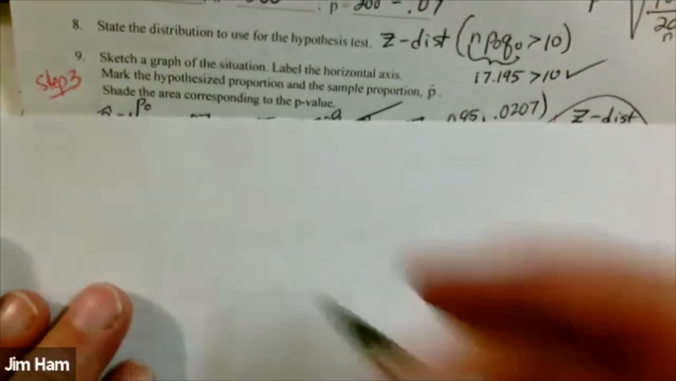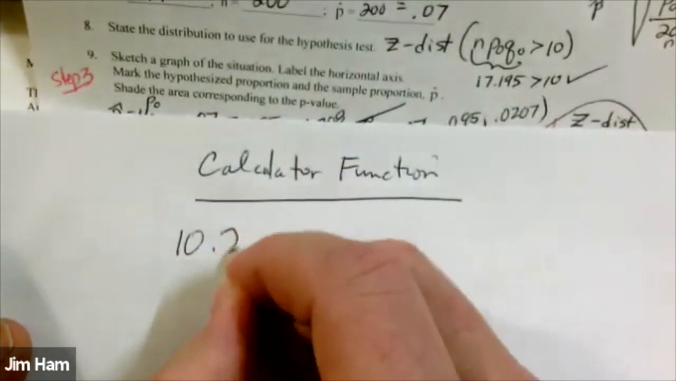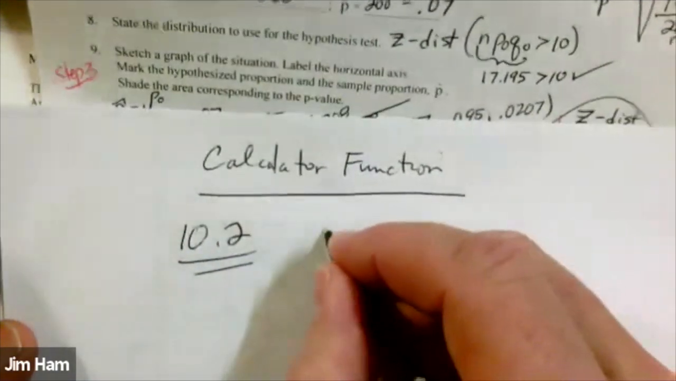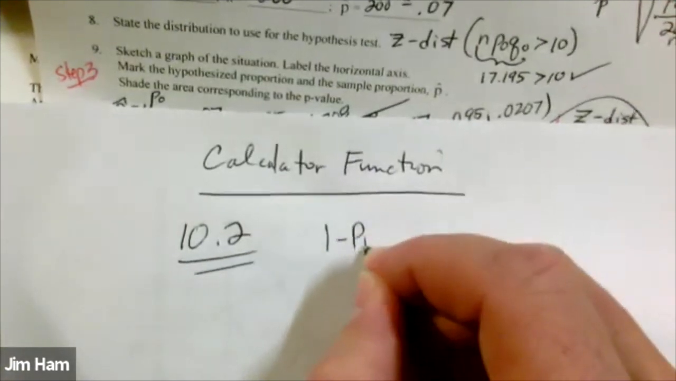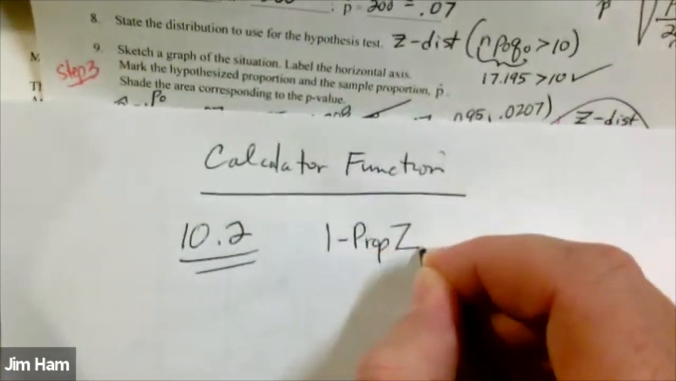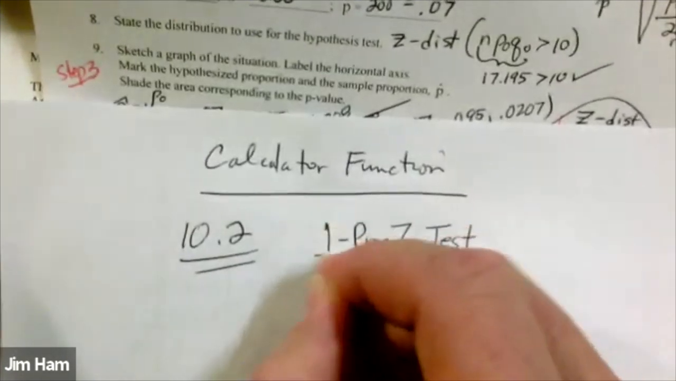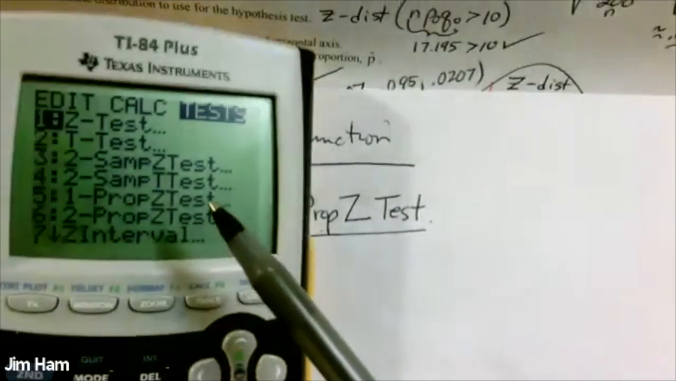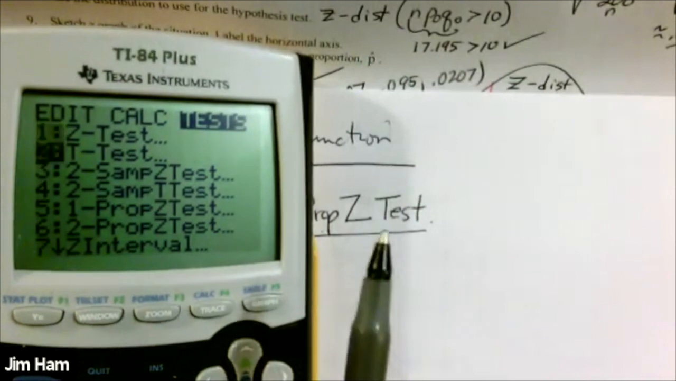All right, here's the calculator function. The calculator function we're going to use for section 10.2, which deals with one population proportion, is, well, if you remember for confidence intervals, we use 1 proportion z interval. But now we're doing a hypothesis test. So you want to look for the function 1 prop z test. And there it is on the first page of functions, number 5, 1 prop z test.